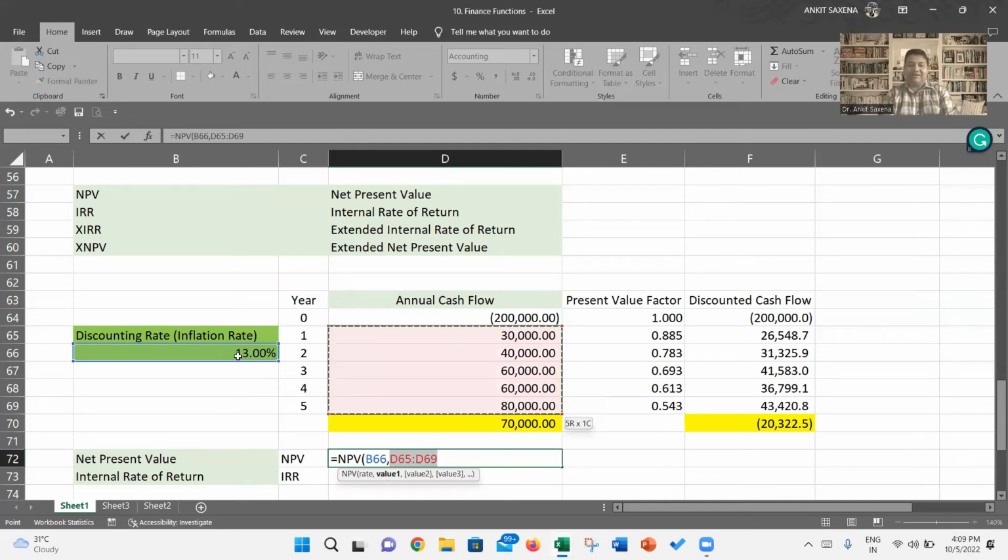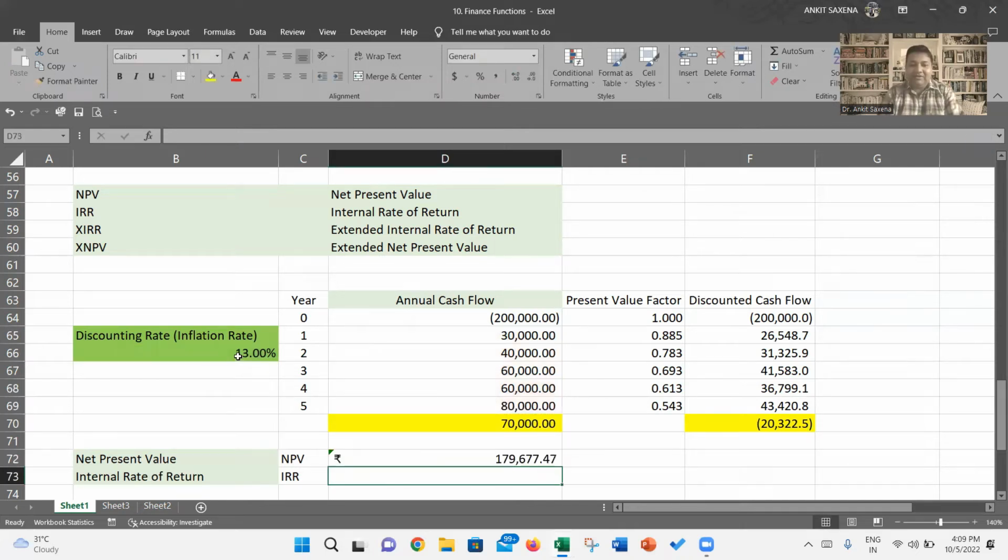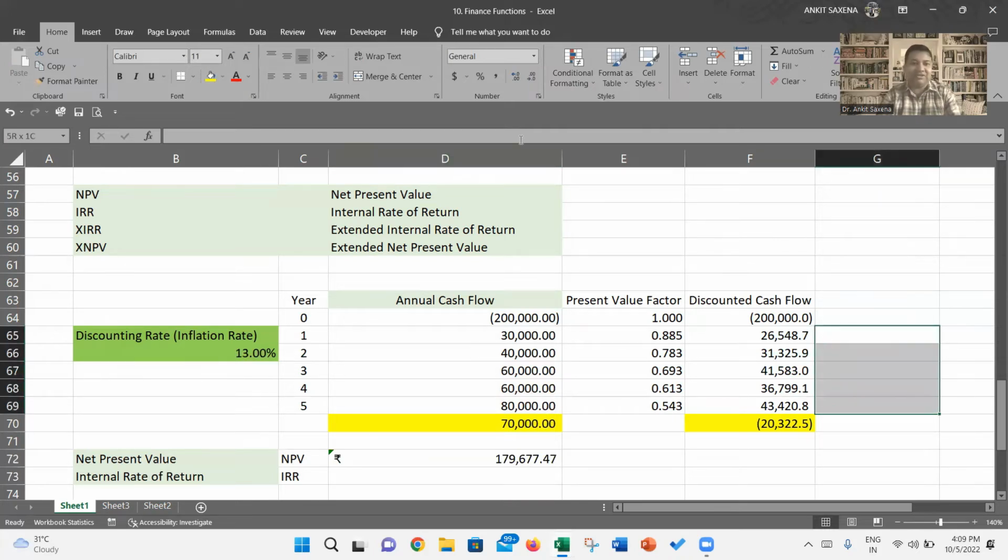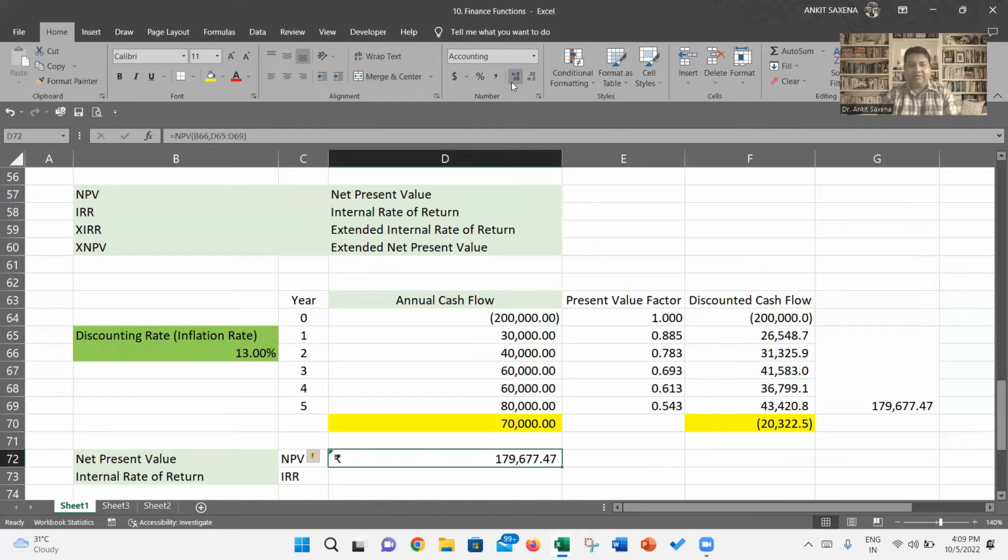So what I'm doing here is selecting from 1 to 5, or whatever your duration is, and then you hit enter. Now it is going to give you the discounted cash flows total. You can just check it here. If I merge the column over here and take the sum of the discounted cash inflows, this value comes to 1,79,677.47, exactly what I'm getting in my NPV answer. So if I want to calculate the present value of the discounted cash inflows, then it is perfect.